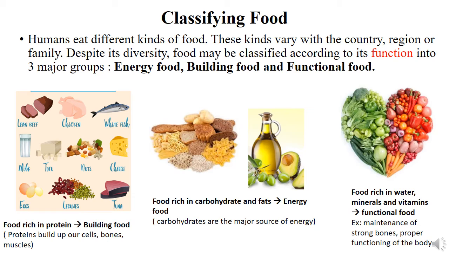Protein is a building food. Carbohydrates and fats are energy foods. However, food rich in water, minerals, and vitamins is a functional food because it has a function. For example, water is needed for the elimination of wastes and the transport of oxygen. A small note here: protein is considered a building food, however, it can also provide energy.